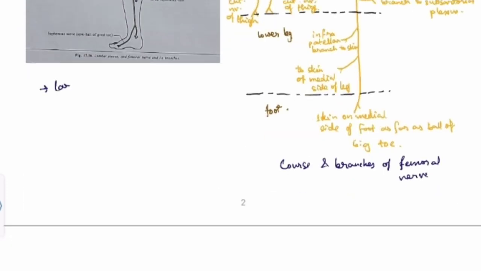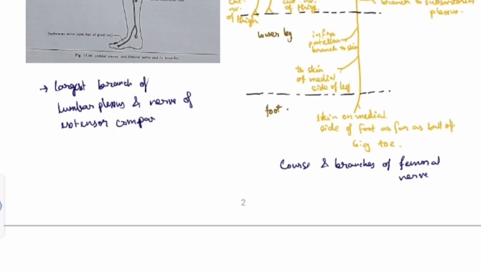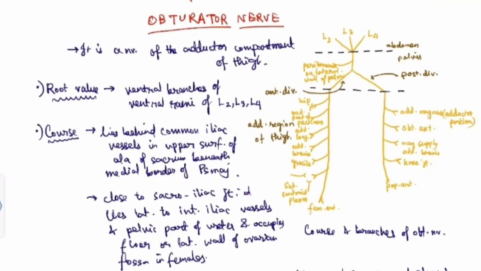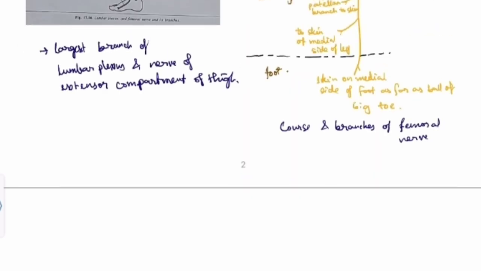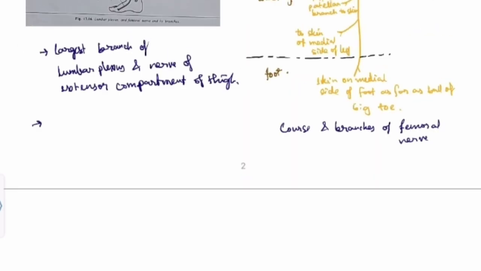So this largest branch of lumbar plexus and nerve of extensor compartment of thigh. What we can go now to, see, a nerve has the basic points: root value, course, branches, applied. So since we have discussed the tidbits, we can go over to the root value.